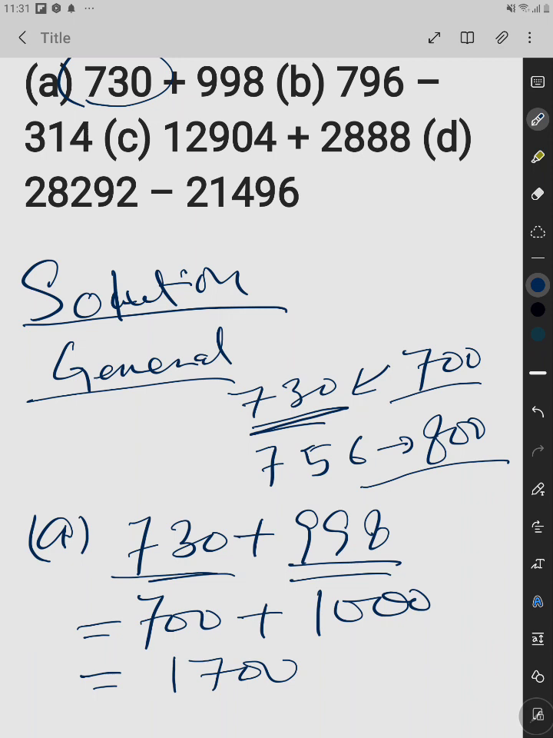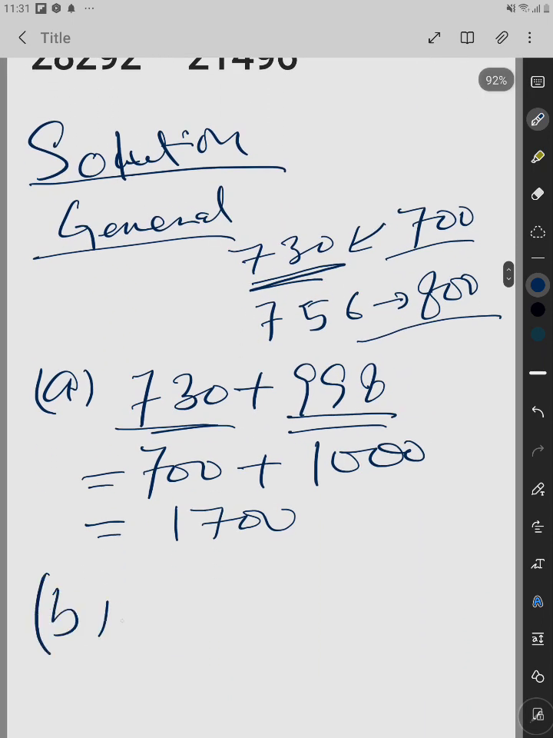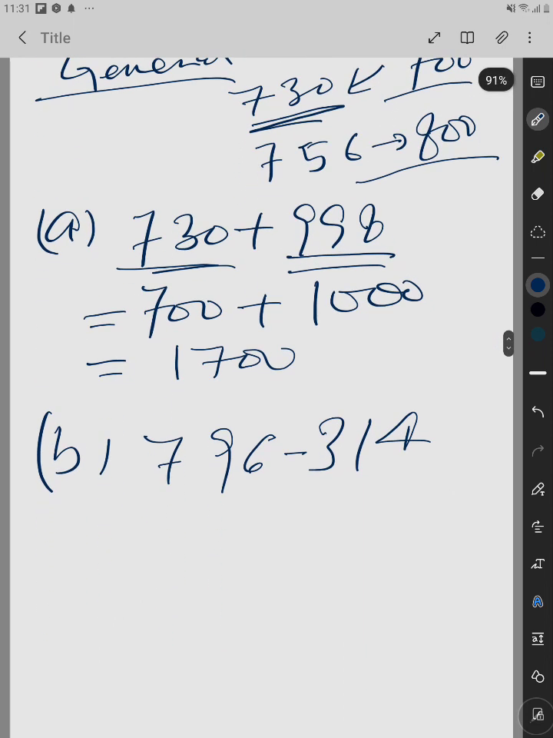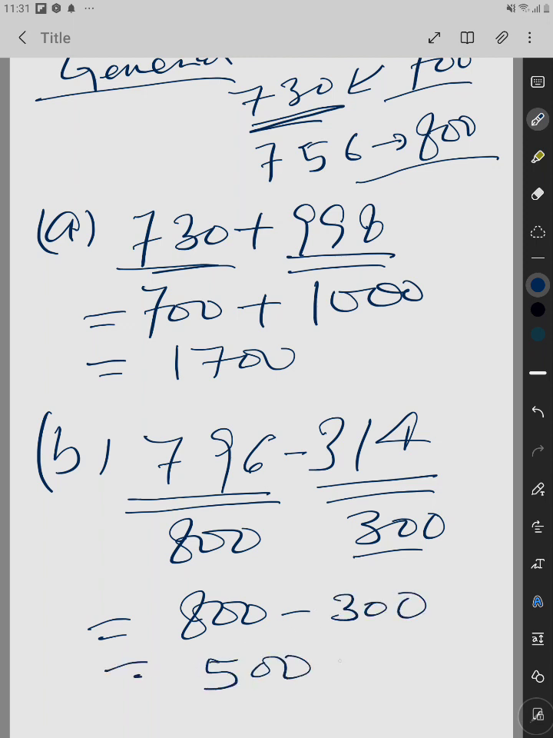So now we'll proceed to the second, part B, that is 796 minus 314. Okay, so first we will round off to the nearest 100 and then we will subtract. So this is nearest to 800 and this is nearest to 300. So it will be written as 800 minus 300 and the answer will come as 500. Okay, I think you got this point also.